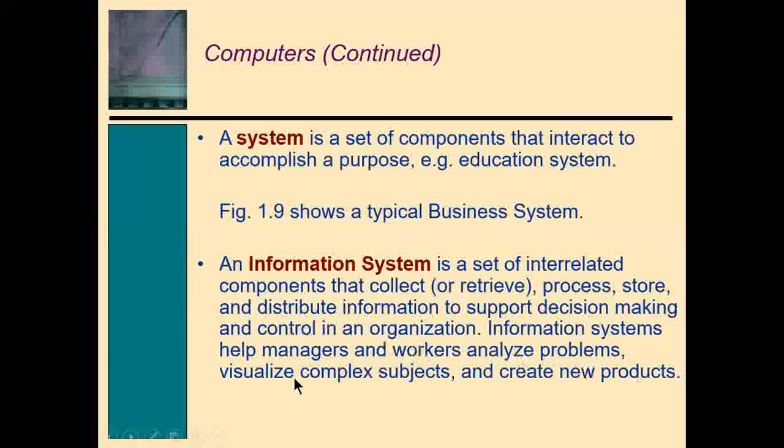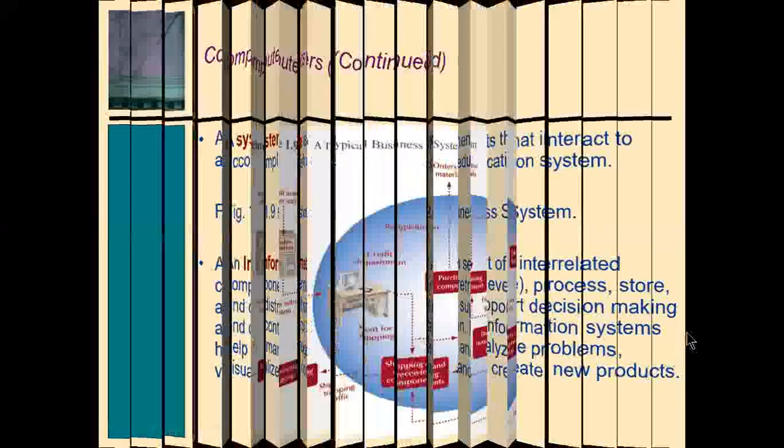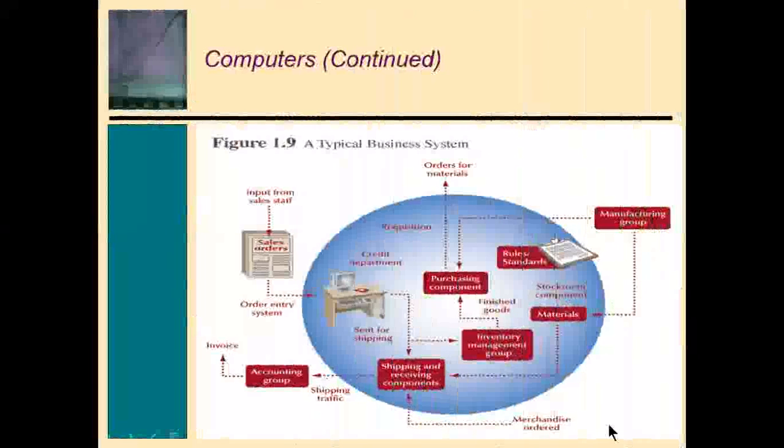So information systems help managers and workers to analyze problems, visualize complex objects, and create new components. This is an example of a computer information system. Take a look at it closely. You see there are so many integrated components that are working to achieve one thing. So this is the business information system.